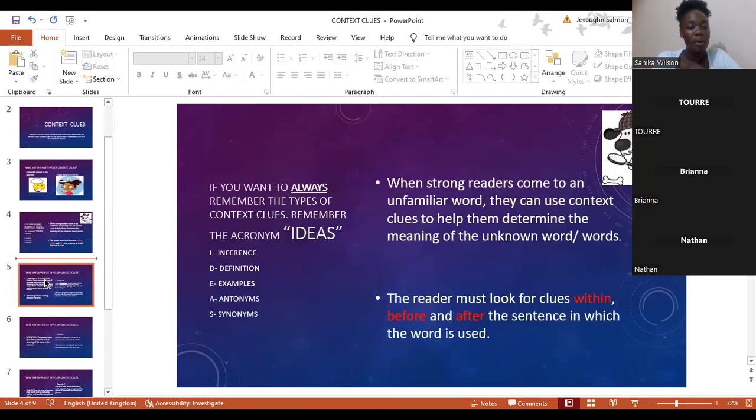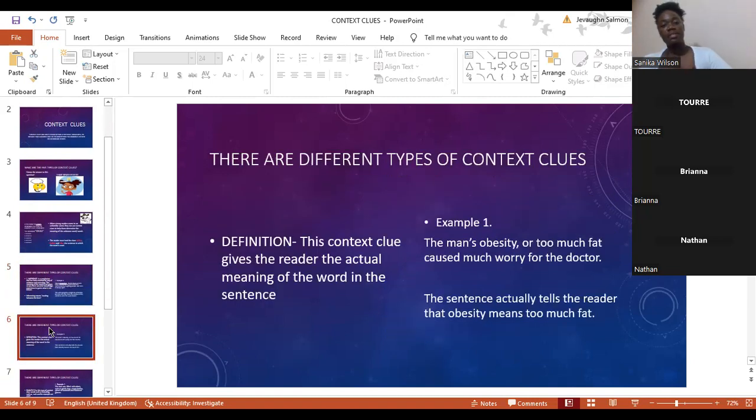Yes, miss. Okay. So the next type of context clues is definition. So in our own words, somebody define what is definition. Want me to call names? Alright, miss, I'll go first. Definition is practically the meaning of something, in simple terms, words, or whatever. All right. Thank you, Brianna.